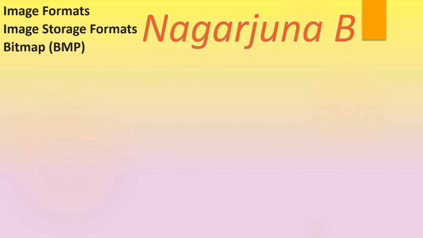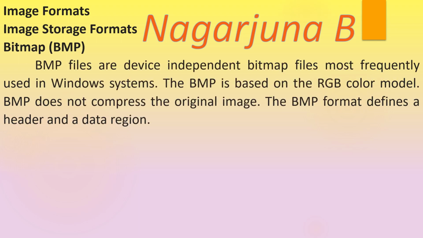The last kind of image storage format is bitmap, BMP. Bitmap is the last kind of image storage format. Bitmap files are device independent bitmap files, most frequently used in Windows systems. In case of a Unix operating system, it will have X11 Pixmap and X11 Bitmap, whereas in case of a Windows operating system, it will have bitmap.